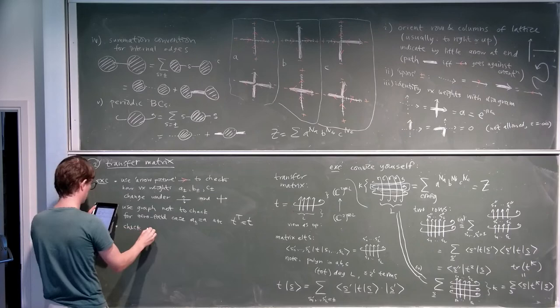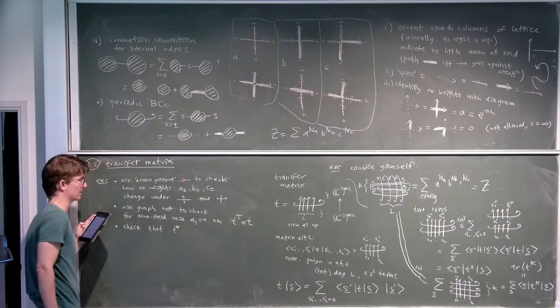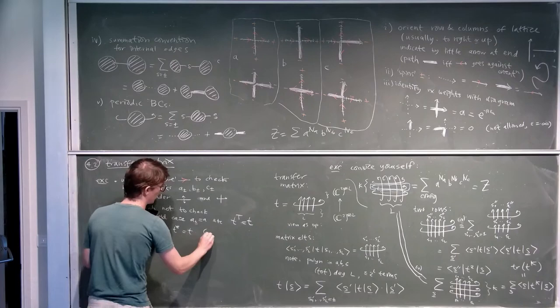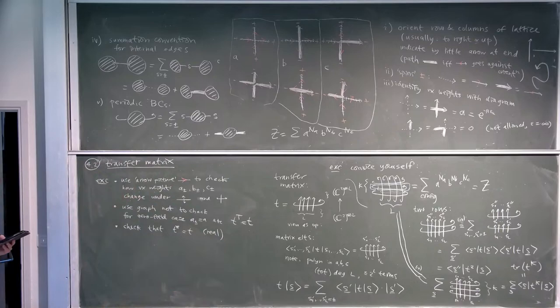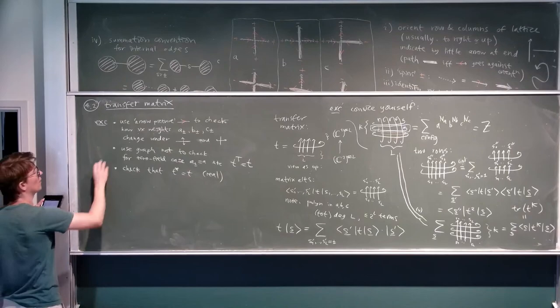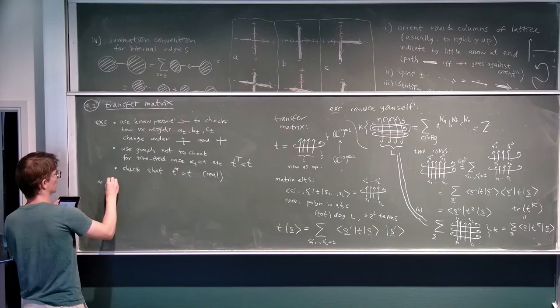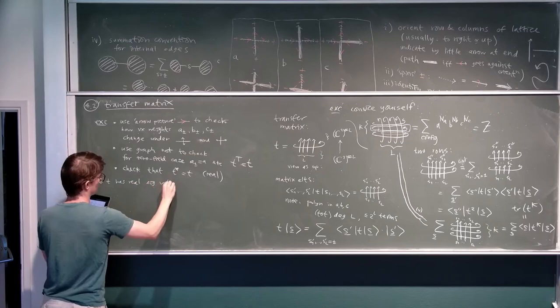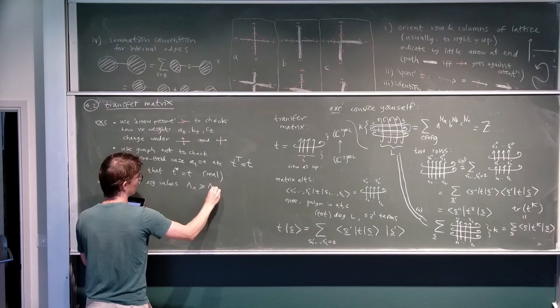And then finally, check that if you complex conjugate the transfer matrix, denoted by a star, then it's the same. So the transfer matrix has real entries. This is very easy, just use a very basic physical assumption about these weights A, B, C. If we have a real symmetric matrix, then it has real eigenvalues. Let's denote them by lambda 1, and order them decreasingly, lambda 2, and so on.